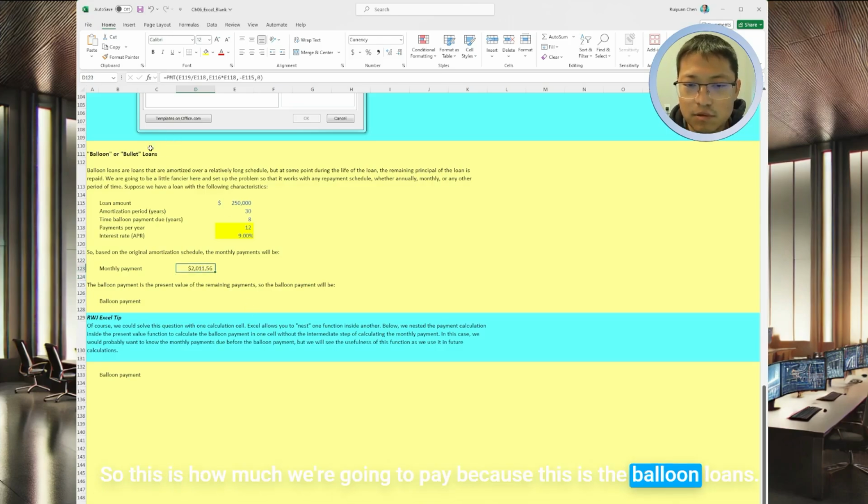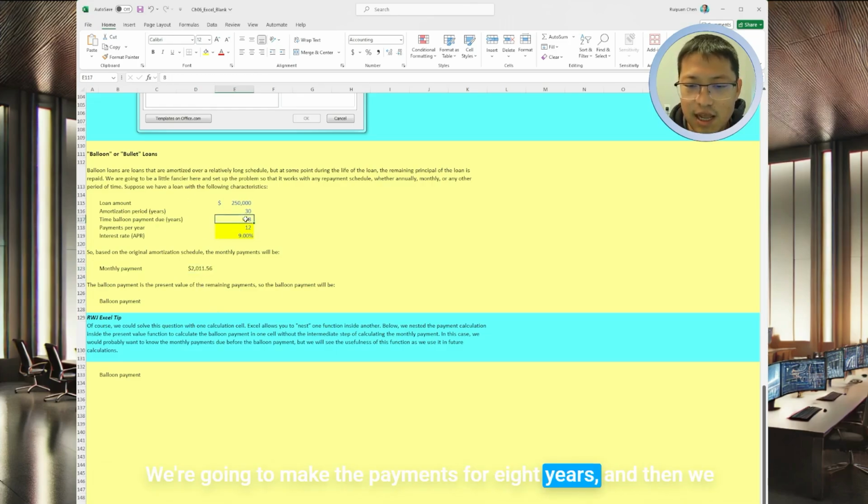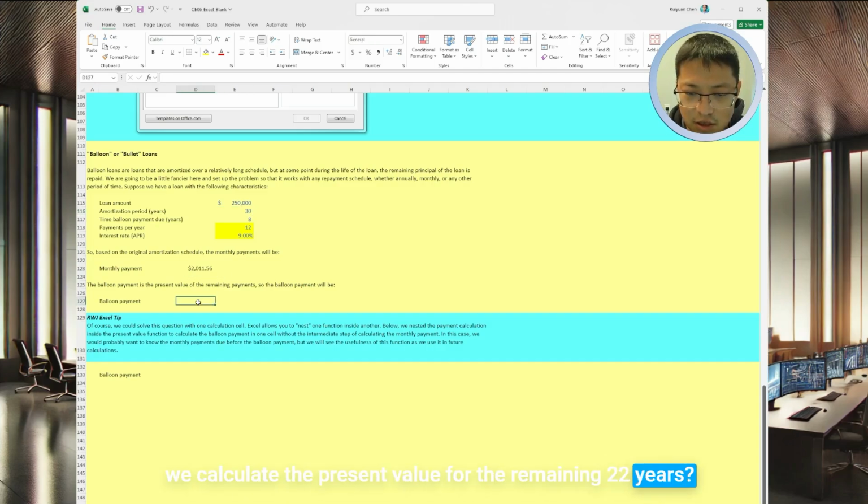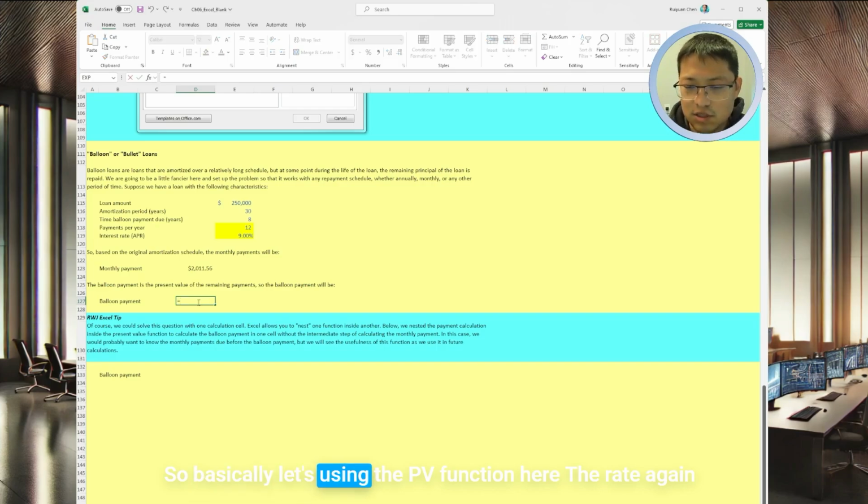Because this is a balloon loan, we're going to make the payments for 8 years. And then we will have to repay the rest of the loan after 8 years, right? So basically, the balloon payment is the present value of the remaining payments. How do we calculate the present value for the remaining 22 years? So basically, let's use the PV function here.